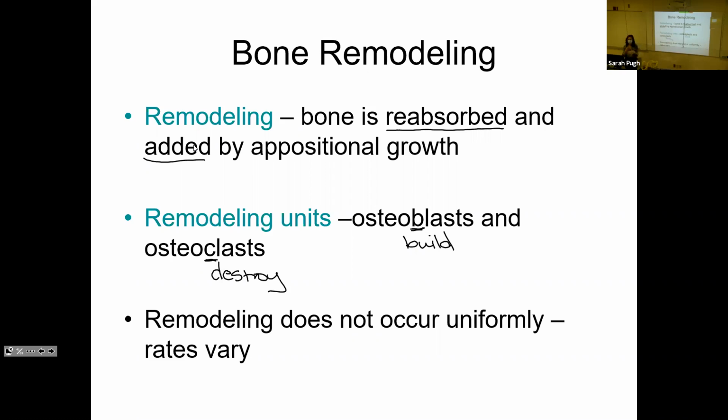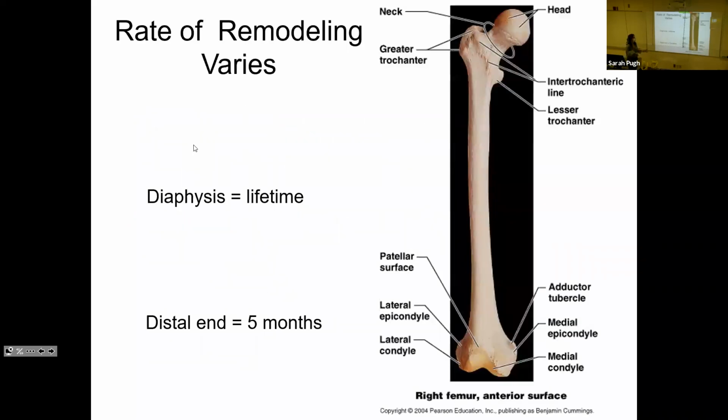Now, in terms of bone remodeling, this happens our whole life, and it does not happen uniformly. So different areas of your skeleton will be broken down faster and added back faster than other areas. So here's a great example. This is looking at the femur. The femur is your thigh bone. This is the longest, strongest bone in the body. The shaft of the femur, the diaphysis, will last you a lifetime.